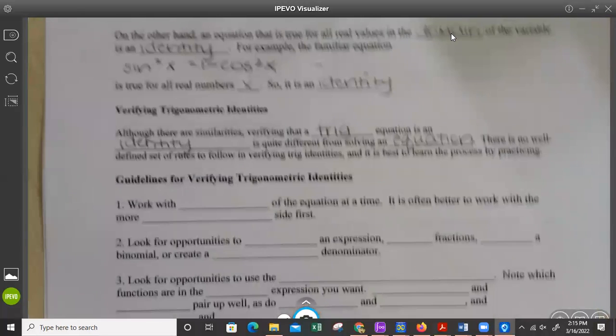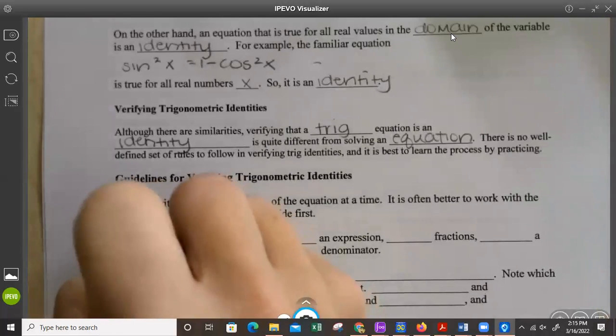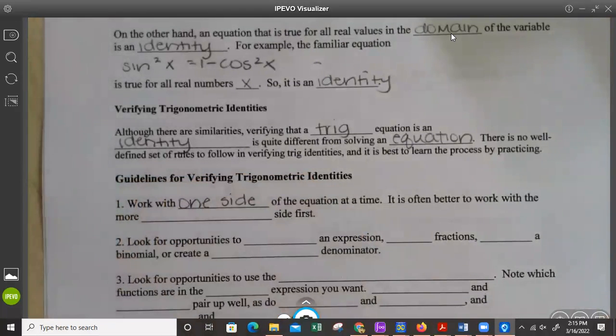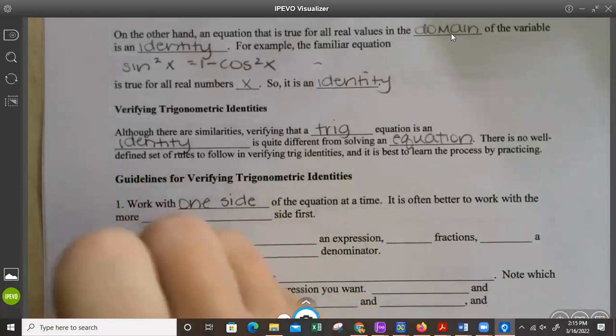So the first thing that you want to do is work with one side of the equation at a time. It's often better to work with the more complicated side.